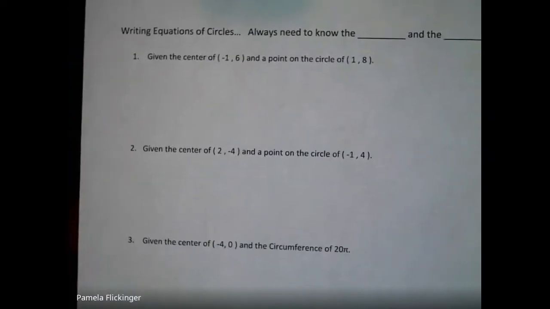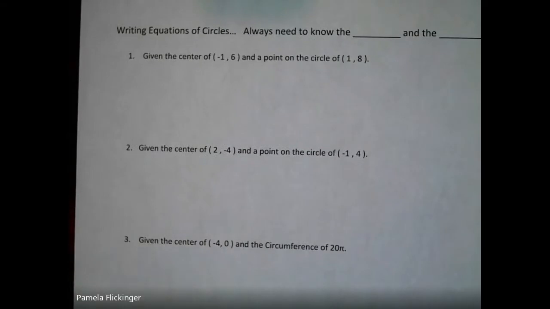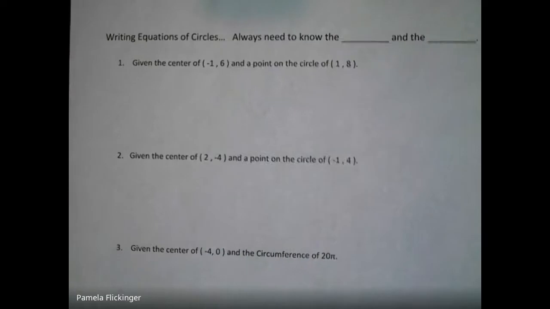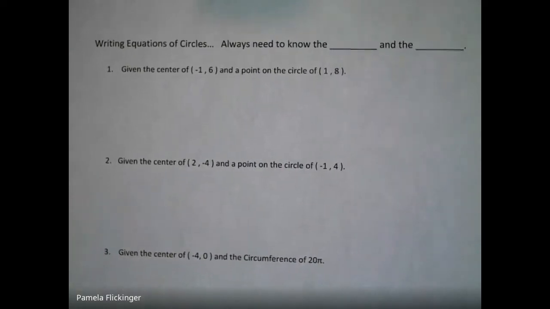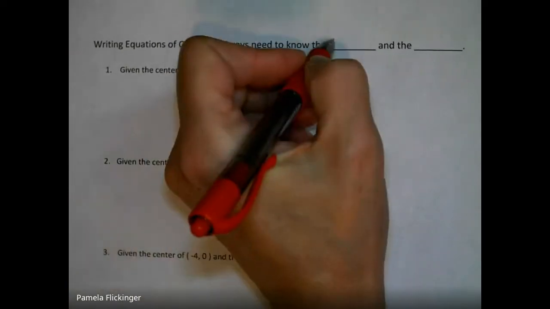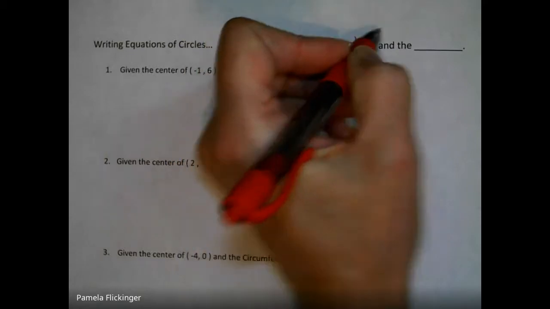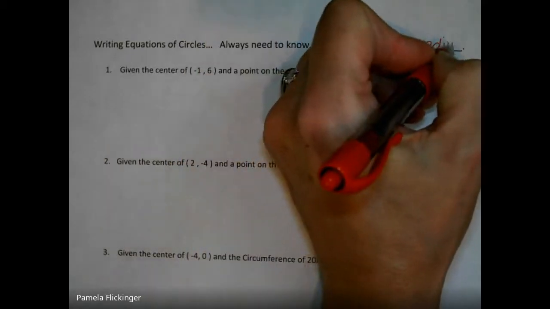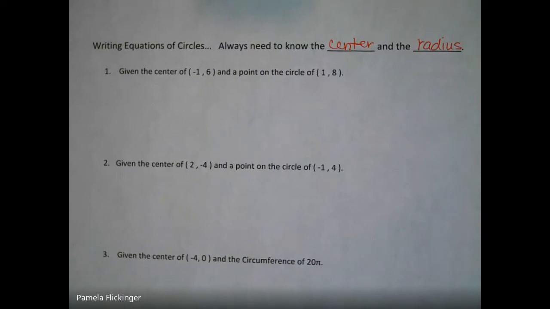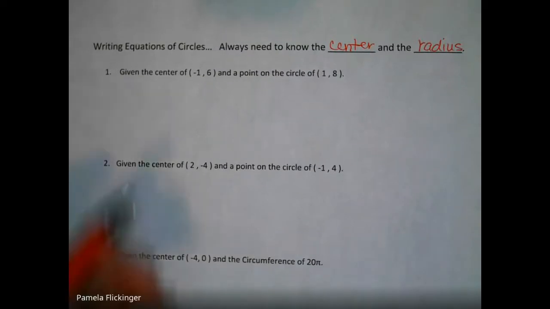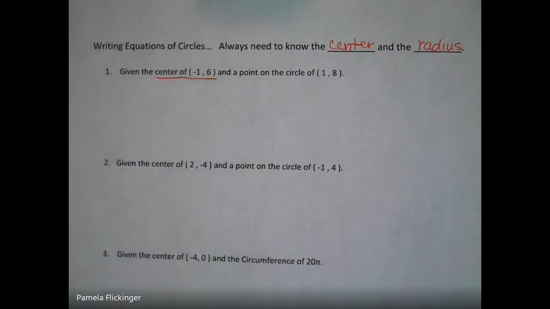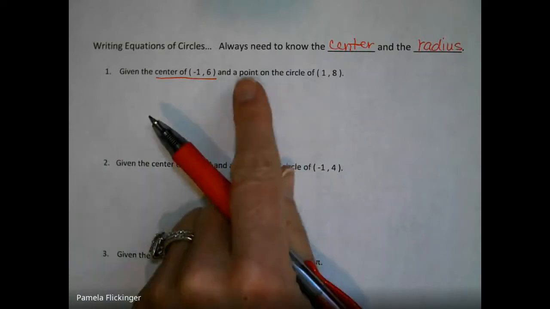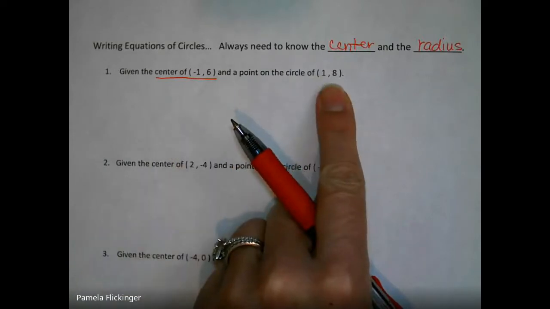Now, to write equations when you're given something other than the center and the radius, there's probably a little math involved. Not probably, there is. So when we are writing equations of circles, we always need to know the center and the radius. Those are the two things we need to know. So in number 1, we're given the center, so we're good there. But then we're given a point on the circle.